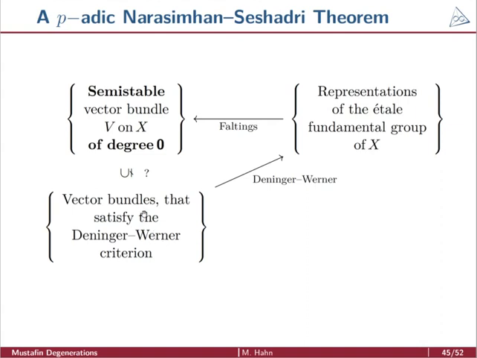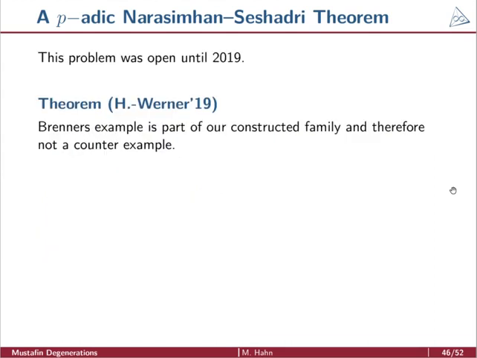And the question whether this was actually a counterexample was, as I said, quite an open question for quite a long time, despite its very explicit nature. And this shows how difficult this problem actually is, in my opinion. Now, we could show that Brenner's example is indeed part of our constructed family and therefore not a counterexample. And actually, Brenner's example was the original motivation for our work in 2019. So we started out trying to rule out this as a counterexample, and then realized that we can construct this pretty large family.